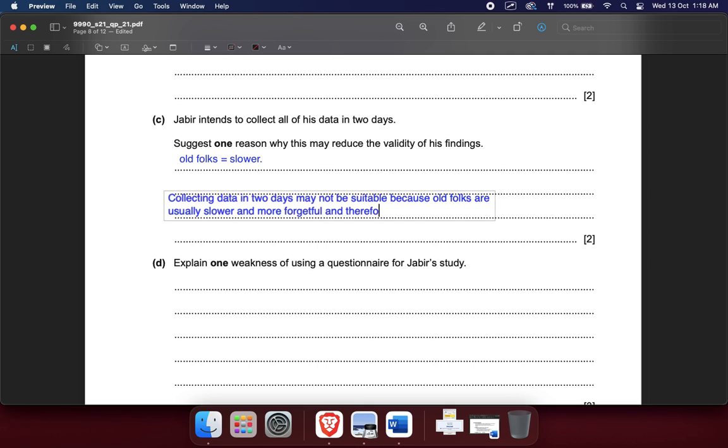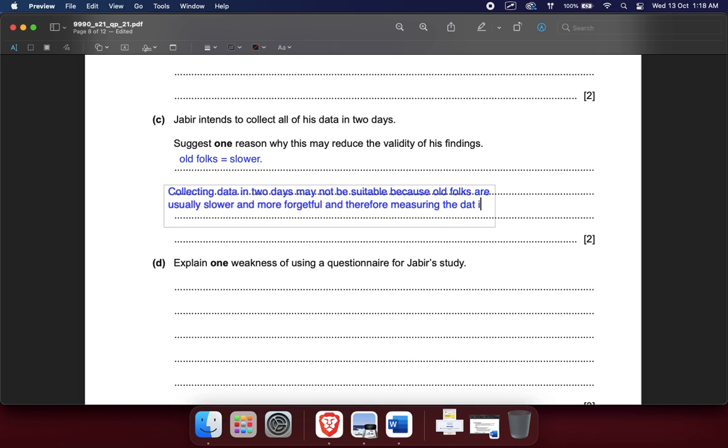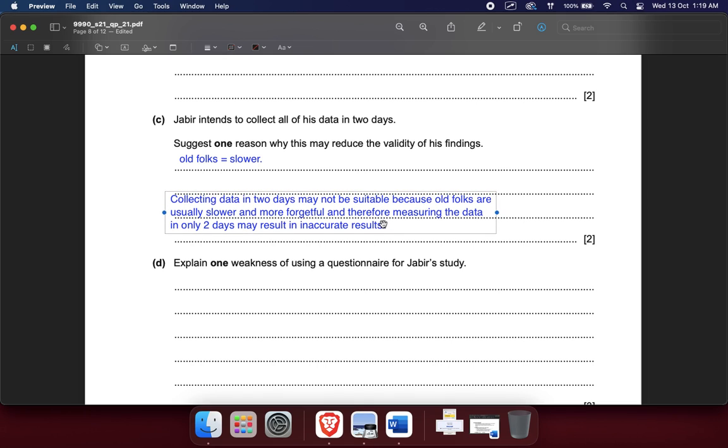And therefore, measuring data in only 2 days will result in inaccurate results. Okay, that's it. I think that's enough. Collecting data in 2 days may not be suitable because old folks are usually slower and therefore may produce inaccurate results. Okay, I would give myself 2 marks for that. I think it's pretty decent.